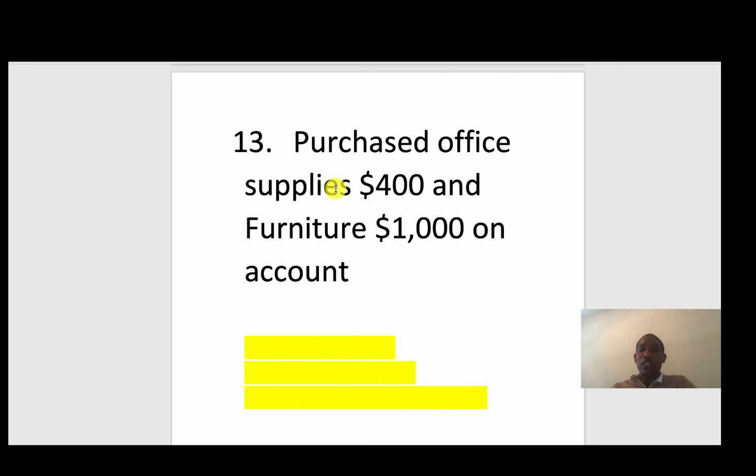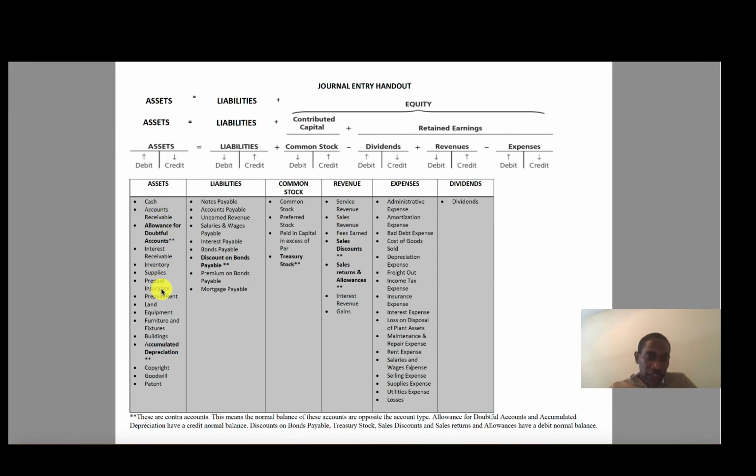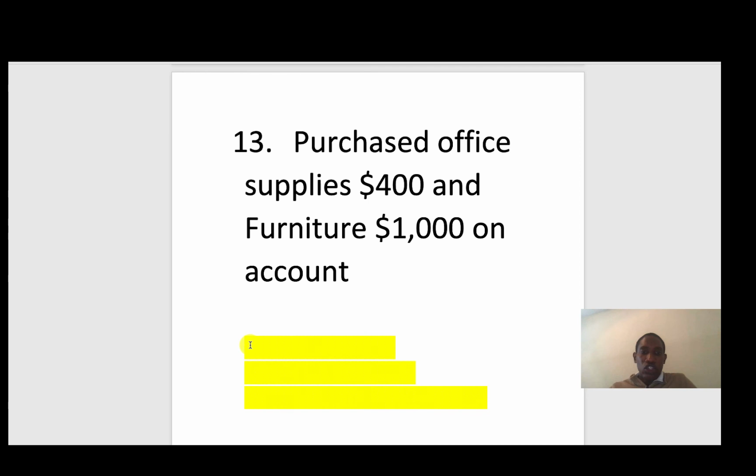So let's do the first part, the part that we know. Well, office supplies, right? What's happening to office supplies? If we purchase office supplies, supplies is going up. And then furniture, what's happening to furniture? If we purchase furniture, furniture is going up. So if I look down here, supplies is an asset, that's going up, so I'm going to debit it. Then furniture is an asset, that's going up, I'm going to debit it. So my 2 debits will be for furniture and supplies. The furniture is going to be 1,000, the supplies is going to be 400.